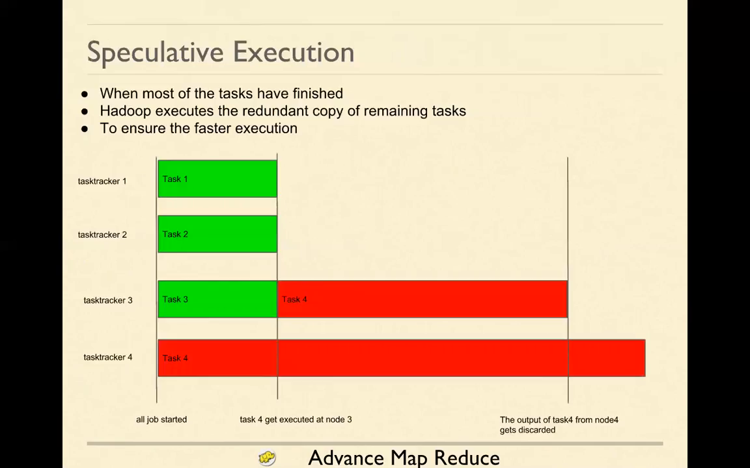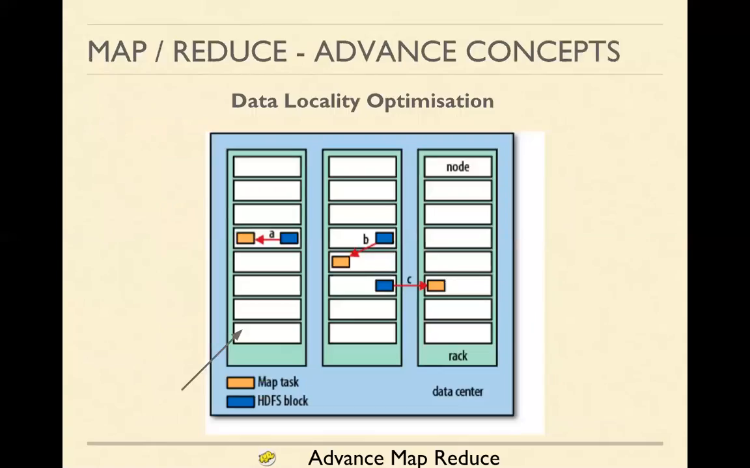All right, so Hadoop has speculative execution, meaning if one task is not finishing, it will ask another machine to do the same thing. Although it's duplicating the effort, effectively it will be able to finish the work faster. Okay, and the data locality optimization. Data locality optimization means the work is executed nearer to the data.